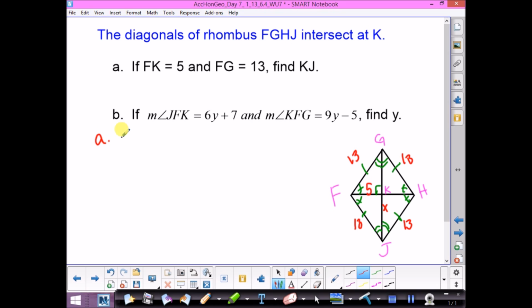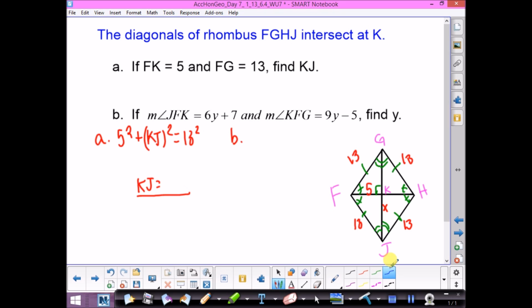So we're going to have 5 squared, and remember the hypotenuse is the longest side, across from the right angle. So FJ would be the hypotenuse. So plus, I'm going to call it KJ squared, equals 13 squared. So I want you to solve that and figure out what KJ would equal and bring that to class. Alright, problem B.